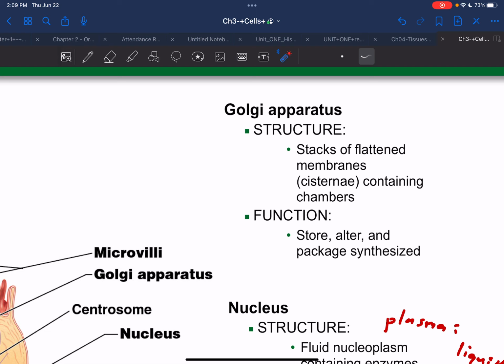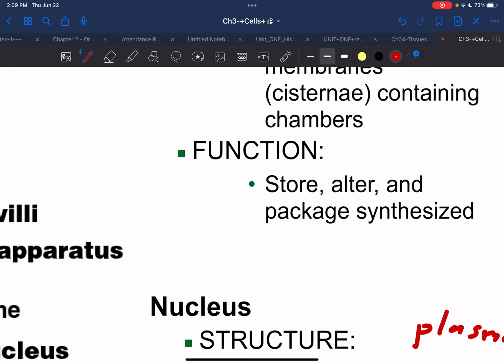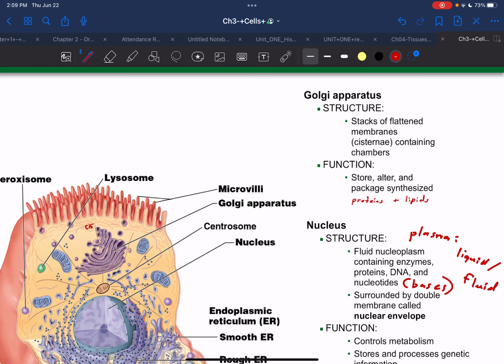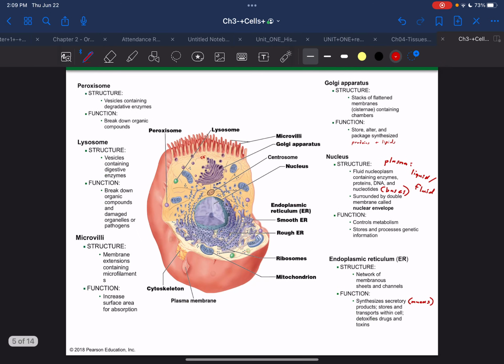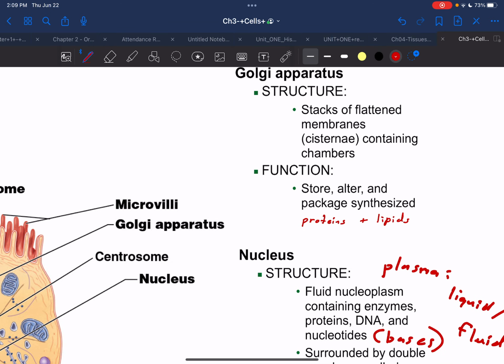And what they do is that they store, alter, and package synthesized, and it got cut off on me here, but proteins and lipids. Let's add that here. Note, it got cut off when I added it, so let's fix it. Proteins. And lipids. And again, we just went back one page in case you're not sure. Store, alter, package, synthesized proteins and lipids.